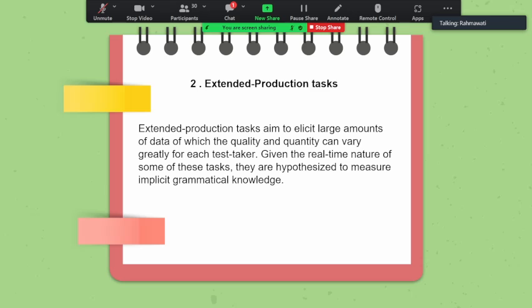What is extended production task? Extended production task is aimed to elicit a large amount of data of which the quality and quantity can vary greatly for each test taker. Given the real-time nature of some of these tasks, they are hypothesized to measure implicit grammatical knowledge.